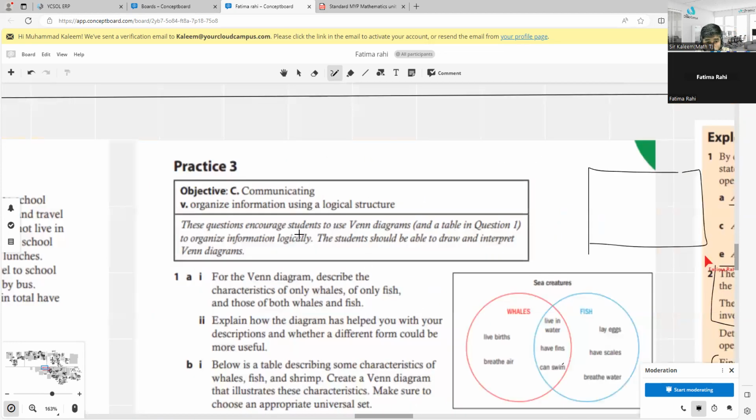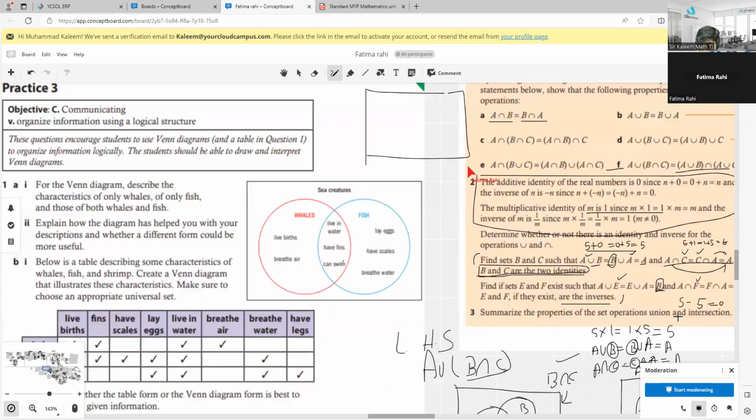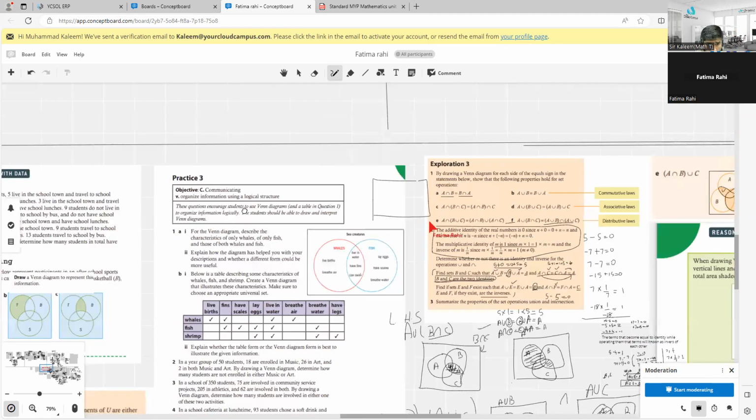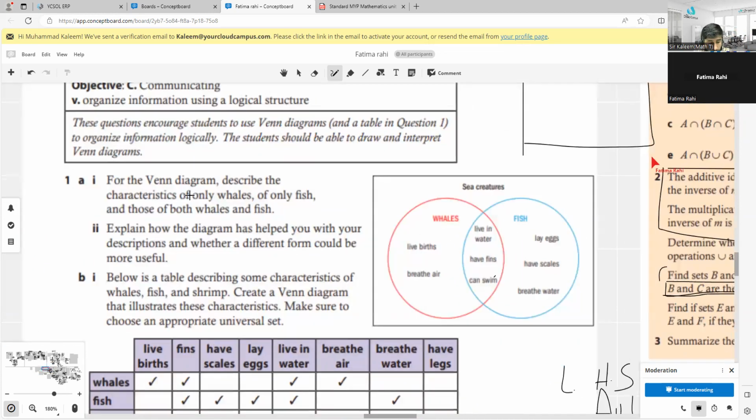Let's summarize the properties of the set operations, union and intersection. Okay, let's see the practice, what we have in the practice. For the Venn diagram, describe the characteristics of only whales, of only fish, and those of both whales and fish.